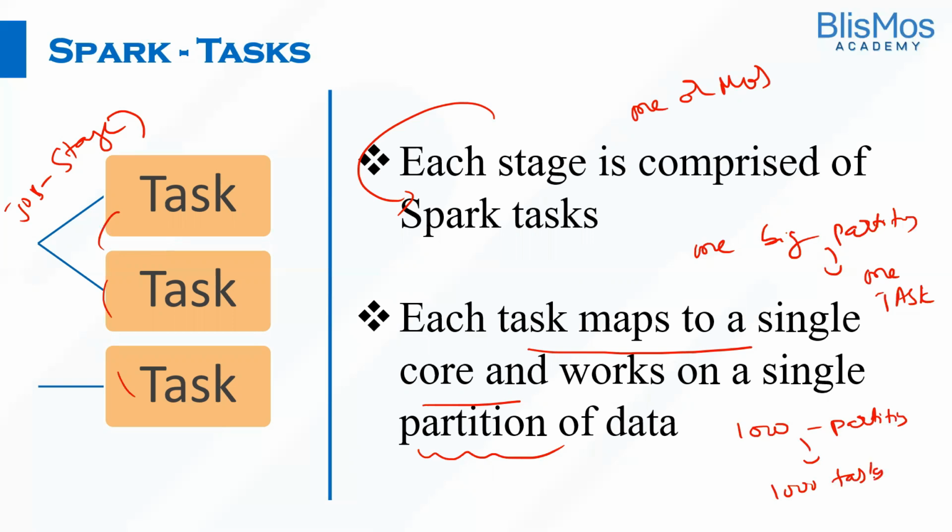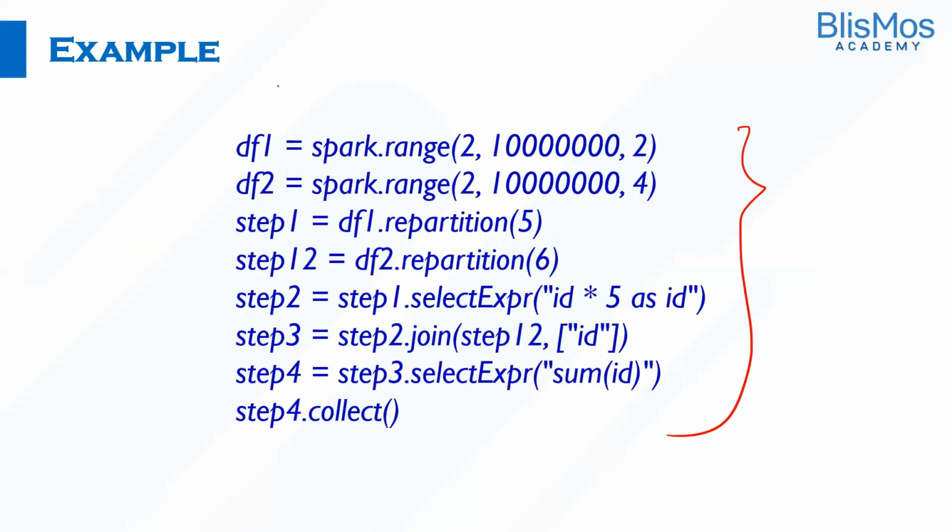Wonderful. We understood what is a job, what is a stage, and what is a task, and how job, stage, and tasks are interrelated. Let us take one example with creating a data frame and subjecting that into the transformation and having an action, and understand how job, stages, and tasks are created.